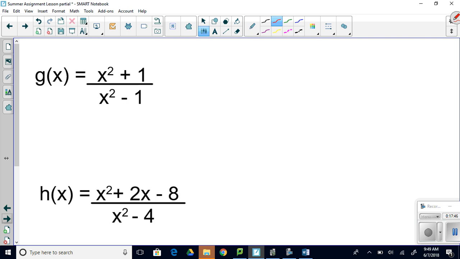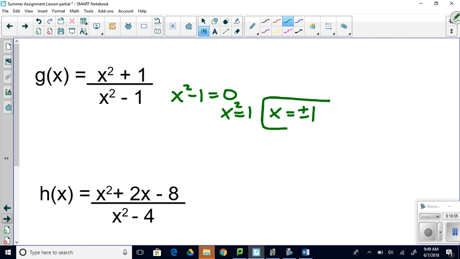So if we look at this one, the vertical asymptotes are always where the bottom's undefined, but we have to be careful. So here, I can set that equal to 0. X squared equals 1, x equals plus or minus 1. So in this problem, I have 2 vertical asymptotes. I have 1 and negative 1.